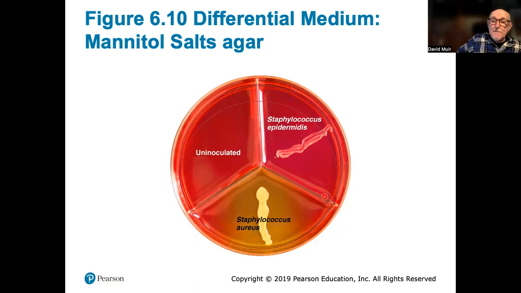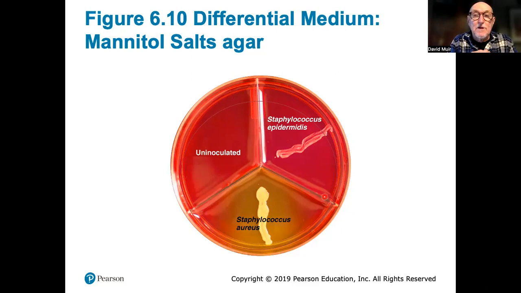So here's another differential medium. This is one you will encounter in lab. And this is mannitol salts agar. And mannitol salts agar tells you exactly what's in it. Mannitol is a sugar, which some bacteria can ferment and others cannot. The second component is salt. Mannitol salts agar has a high proportion of salt in the medium. And that is very strongly selective because there are not many bacteria which can withstand the osmotic pressure induced by high concentrations of salt. But there's one group which can, in particular, and these are the staphylococci.